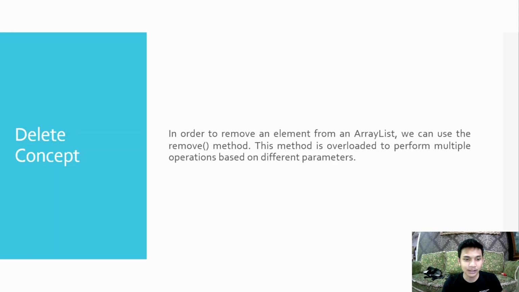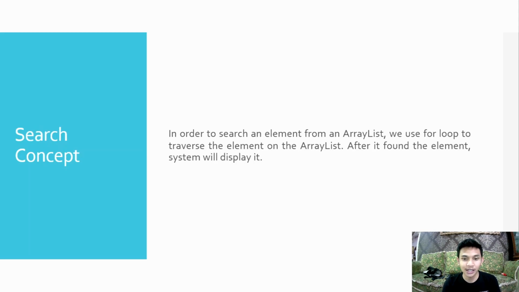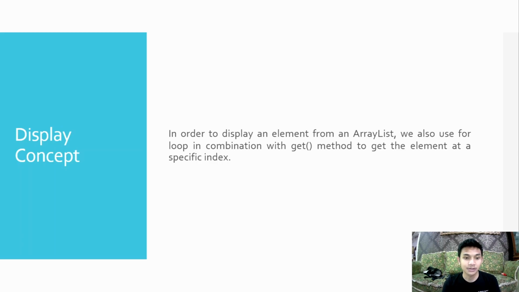Next is the delete concept. In order to remove an element from an array list, we can use the remove method. This method is overloaded to perform multiple operations based on different parameters. To search for an element in an array list, we use a for loop to traverse the elements. After it finds the element, the system will display it. Next is the display concept. In order to display an element from an array list, we also use a for loop in combination with the get method to get the element at a specific index.